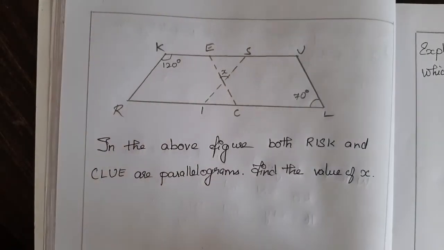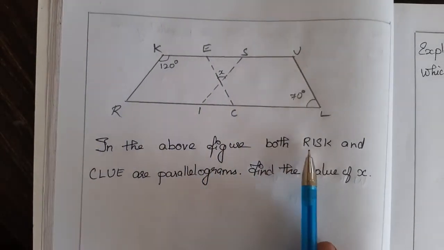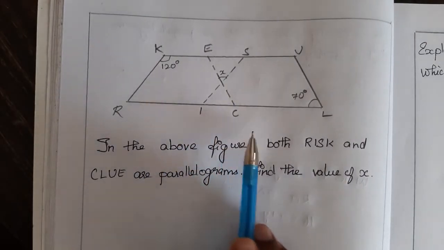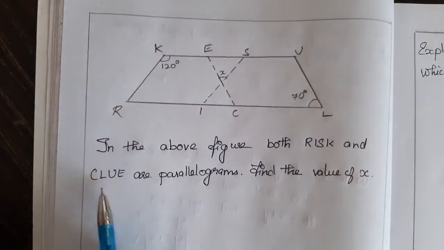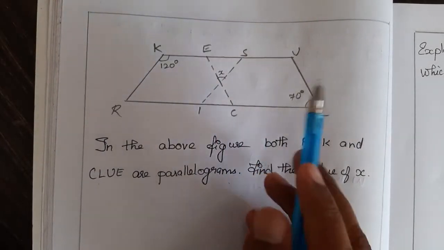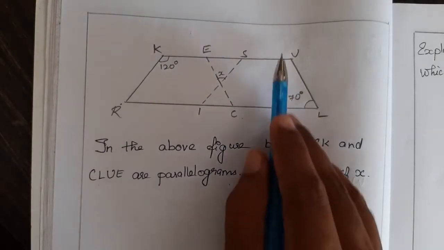Here we go for the next problem. The figure is given. In the above figure, RISK and CLUE are parallelograms. Find the value of x. So we have to find the value of x. RISK and CLUE are parallelograms.